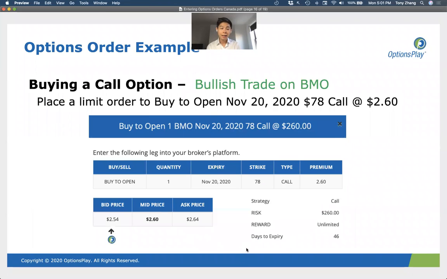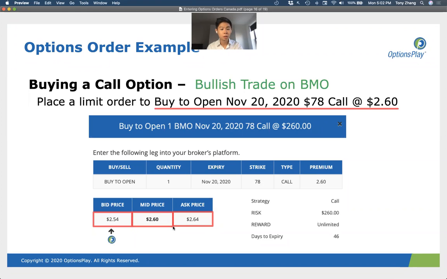So with that, that covers what I wanted to share with you. So just a quick review of this. Let's say I have a bullish trade on BMO and I want to buy the November $78 call option. So I go to buy to open the November $78 call option, and you see that the bid price on it is $2.54 and the asking price is $2.64. So what I can do from that is create a mid price here of $2.60.